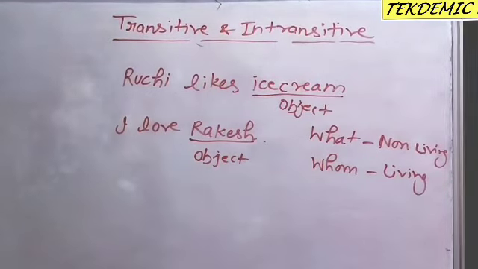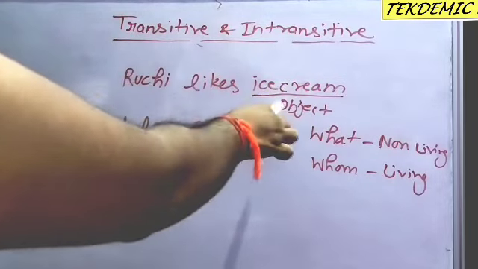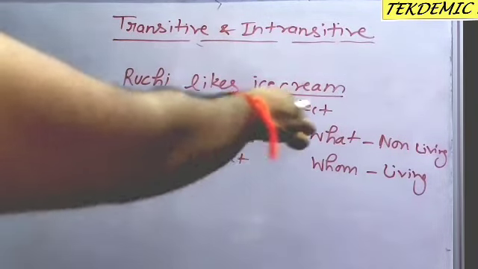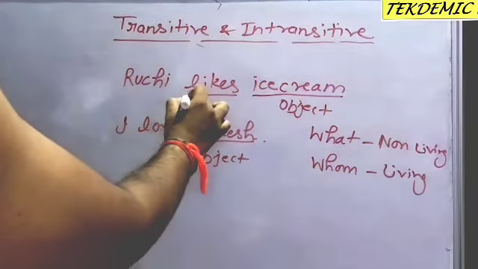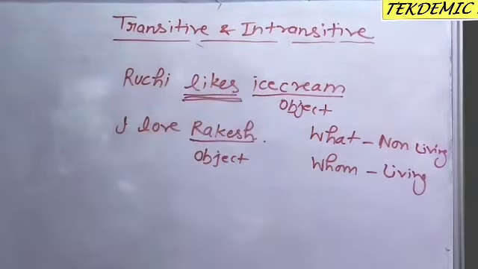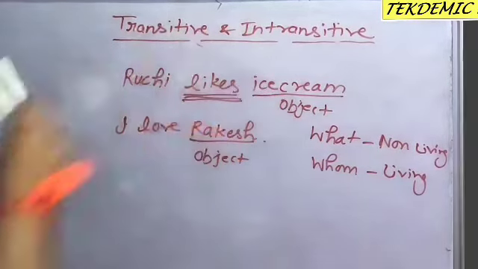Now move to transitive verbs. If we talk about the definition, a transitive verb is a verb that requires an object to complete its sense. In the first sentence, this object is required to complete the sense of the sentence. It means this verb is a transitive verb, because it requires an object.